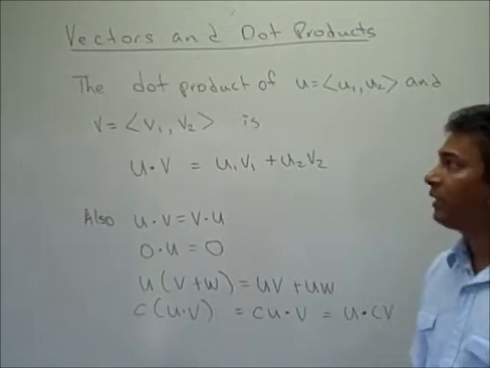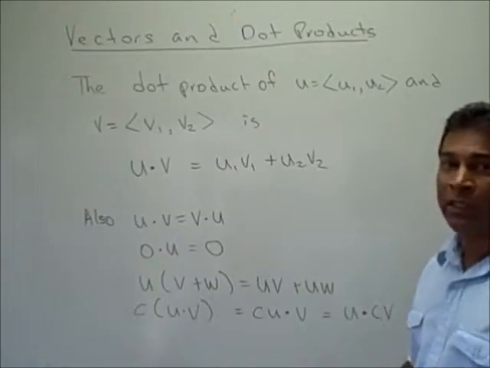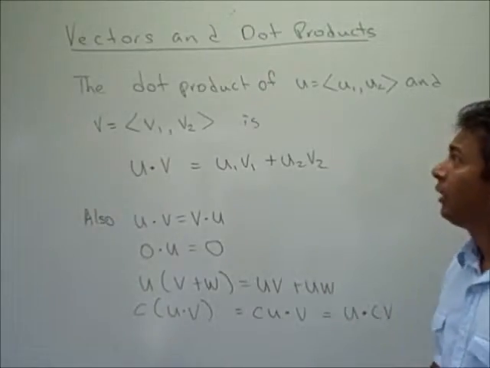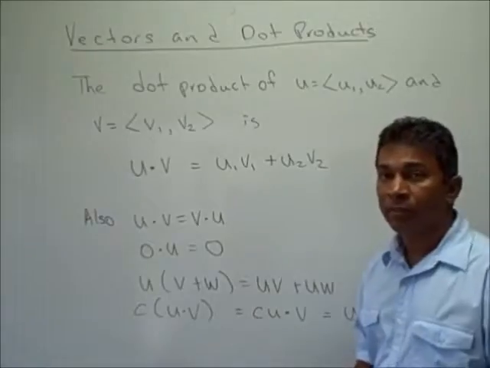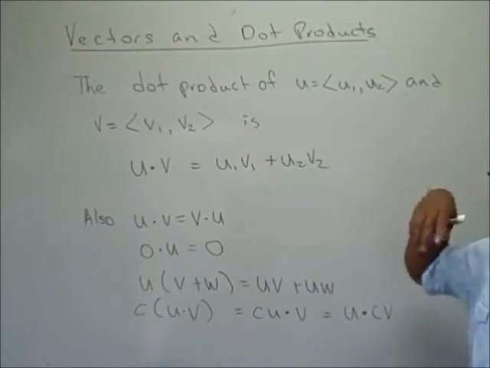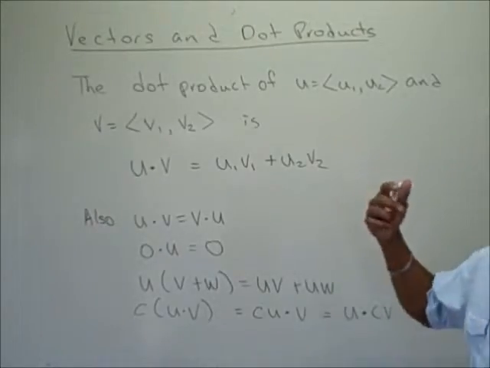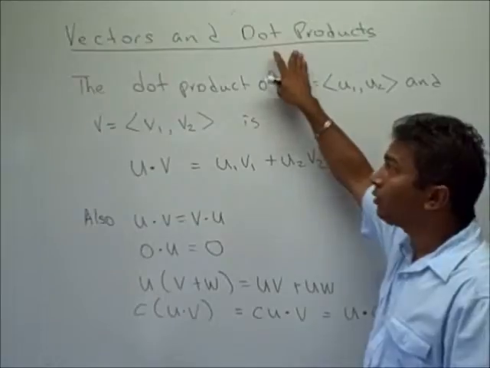So previously we looked at two vector operations that produce a vector. We looked at vector addition, and we also looked at multiplying a vector by a scalar quantity. Here in this section we're going to look at the vector operation that produces a scalar quantity. And this vector operation is known as the dot product.